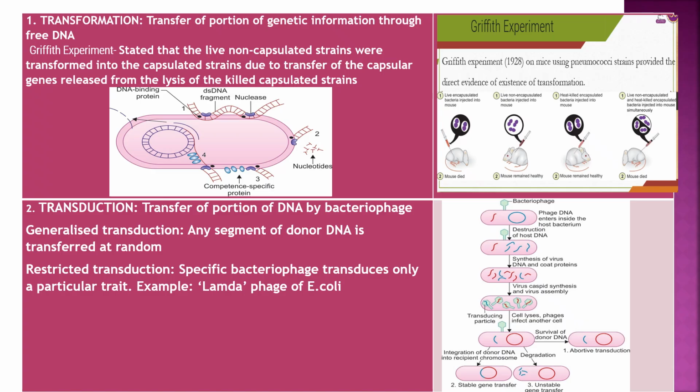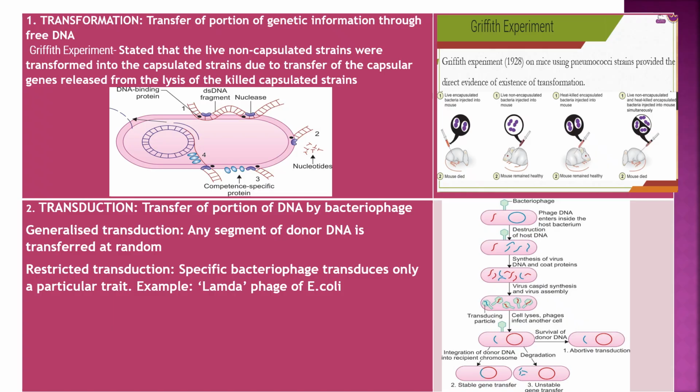The second is transduction, the transfer of a portion of DNA by bacteriophage. There are two types. Generalized transduction: any segment of donor DNA is transferred at random. Restricted transduction: a specific bacteriophage transduces only a particular trait. Example, lambda phage of E. coli.